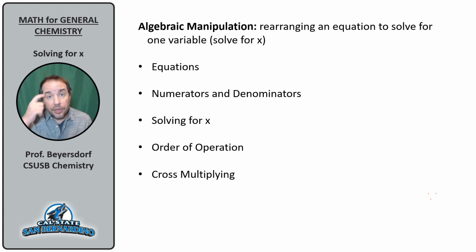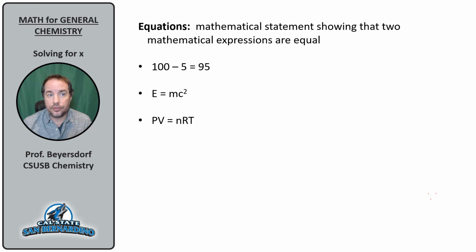So what we're going to do in this video is we're going to go through what an equation is, what it means to be in the numerator or the denominator of a fraction, how to solve for x, the correct order of operation, and then something called cross multiplying. And then at the end, we'll do a bunch of examples.